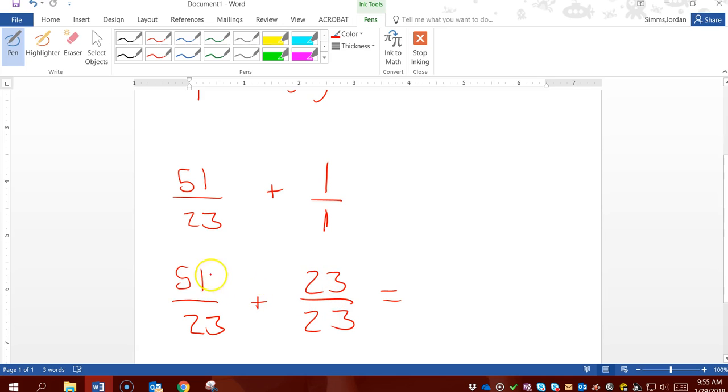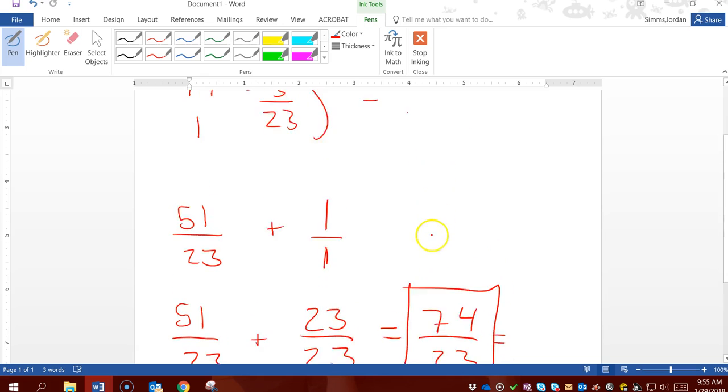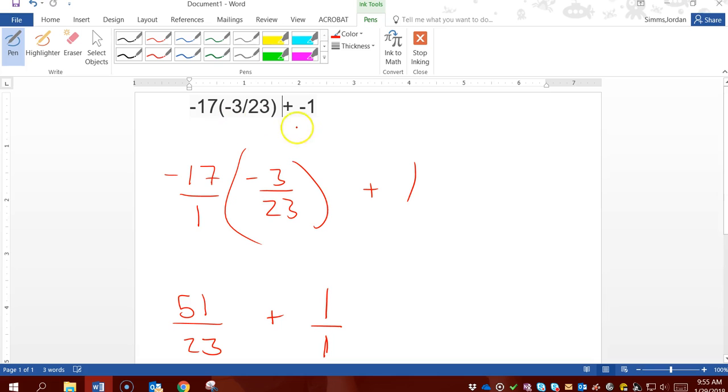Now, I can add or subtract the numerators, the top number. In this case, that's what I'm going to do. So 51 plus 23 is 74. We got 74 over 23. And then just make sure that's in lowest terms. That's already in lowest terms. So there we go right there. So if that's the question you're working on, that's kind of how I would approach it.